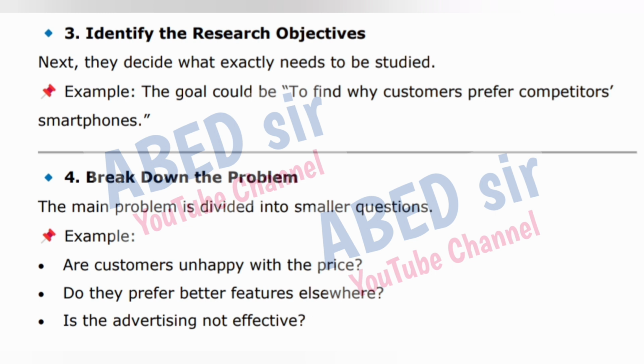Next, they decide what exactly needs to be studied. Example, the goal could be to find why customers prefer competitors' smartphones. 4. Break down the problem. The main problem is divided into smaller questions. Example, are customers unhappy with the price? Do they prefer better features elsewhere? Is the advertising not effective?